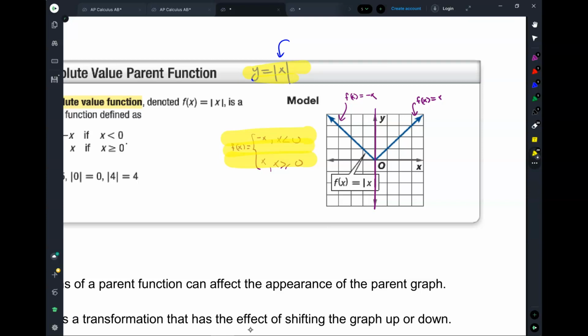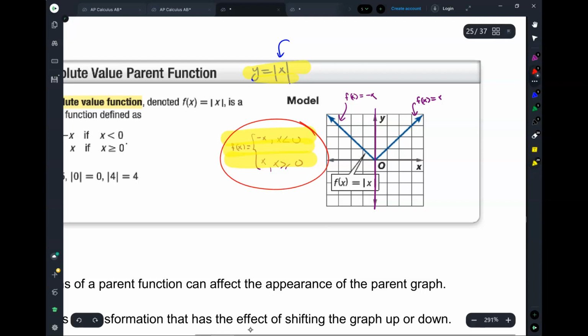Okay? So if I were walking down the street and I saw a large white billboard, and on the billboard it just said this, I would look at that and I would go, oh, that's absolute value of x right there. Negative x, positive x. Okay? Right? They're the same.